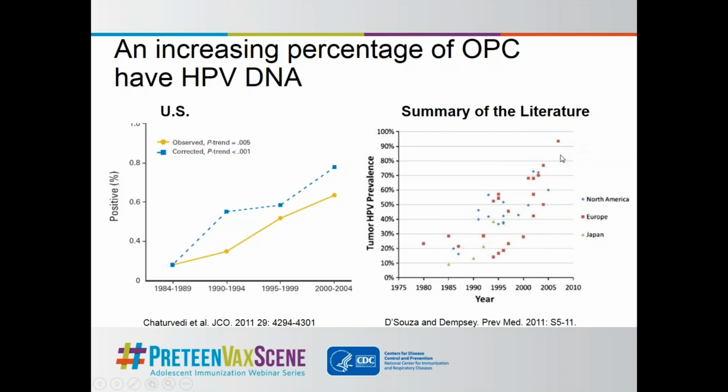And now in the 2000s and in more recent studies, we see the majority, over 75% in the most recent studies, of oropharyngeal cancers in the US are caused by HPV. So this has been a dramatic change, and it's explained both by a decrease in tobacco-associated oropharyngeal cancer and by an increase in the rate of HPV-related oropharyngeal cancers during this time period.